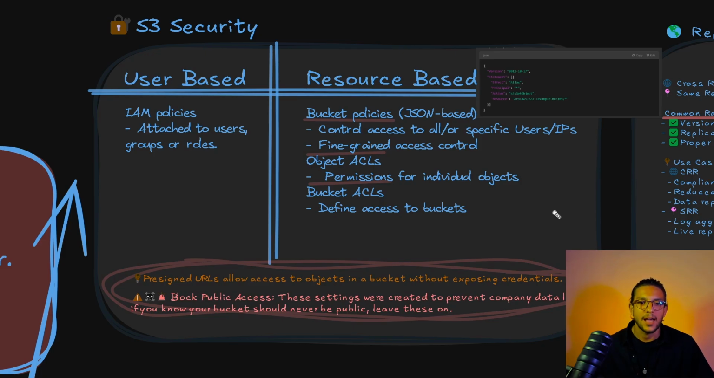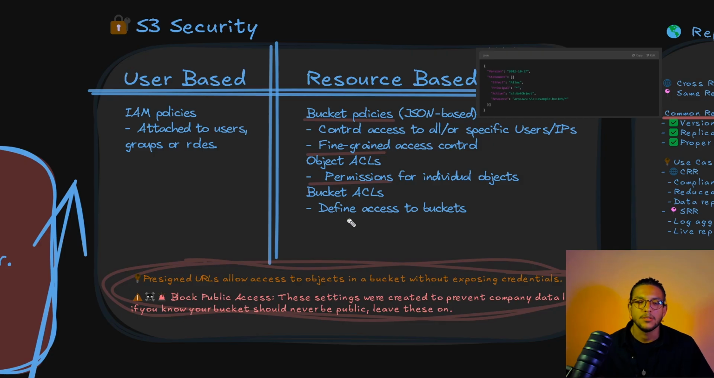For temporary access needs, you can use pre-signed URLs. They grant time-limited access to objects without requiring permanent IAM credentials. This is perfect for allowing downloads or uploads without modifying your security policies. Finally, block public access settings. These were specifically created after high-profile data leaks. Remember, they can be applied at both bucket and account levels, creating multiple safety nets against accidental public exposure.